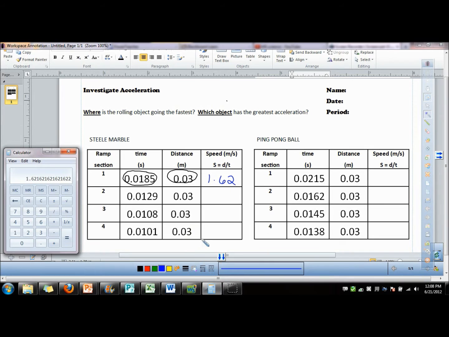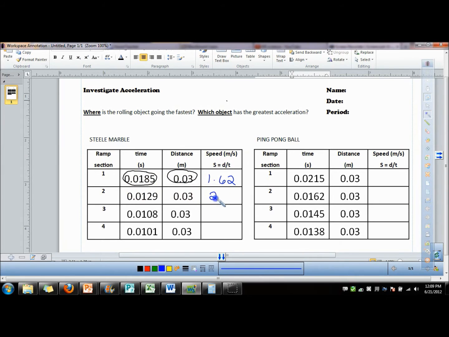Okay, let's do the speed in the second section of the ramp. Distance first, 0.03 divided by 0.0129. Again, round to the nearest hundredths. This isn't a big number. It's a small number with a lot of digits attached. So 2.325 rounds to 2.3 what? 3, you're right, because the next digit is 5 or greater. So our speed here is 2.33.